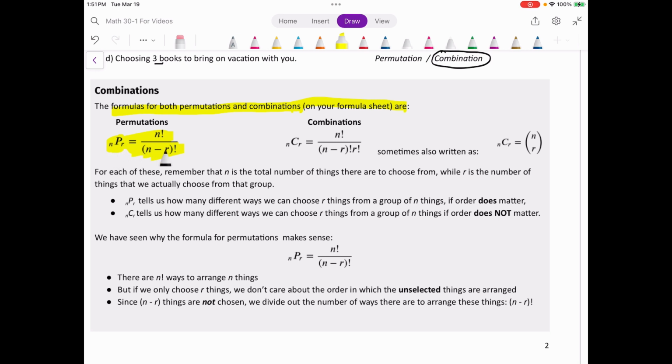So n minus r just tells us how many ways there are to arrange the leftovers, the things we didn't choose. We want to divide those out because we don't care about their order. We care about how many ways there are to arrange the things that were chosen. Okay, so that's why we divide them out.